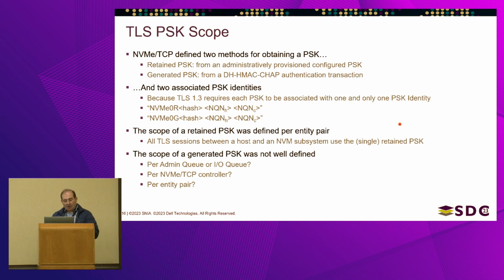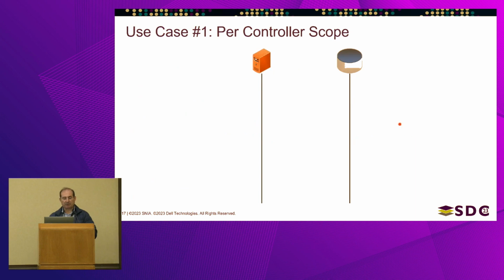But then we say, no, we could use that same generated PSK across multiple queues, or it can be used across multiple entity pairs. Okay, and if we do that, how do we identify them? Let's look at the scopes.